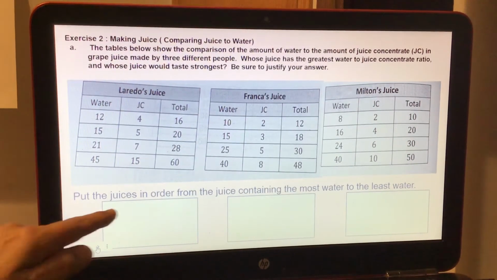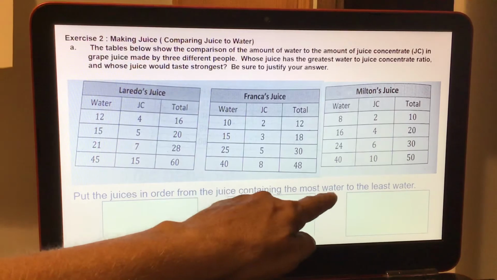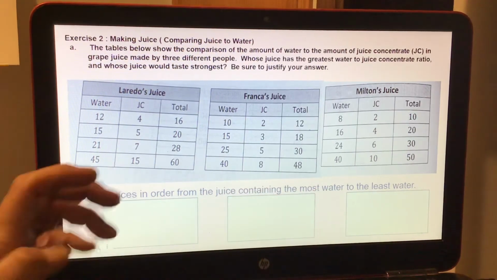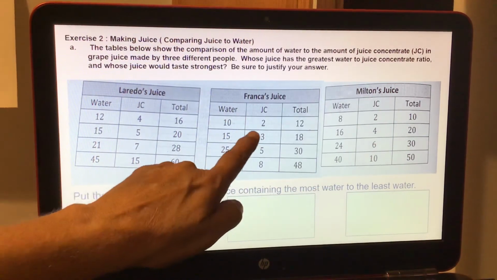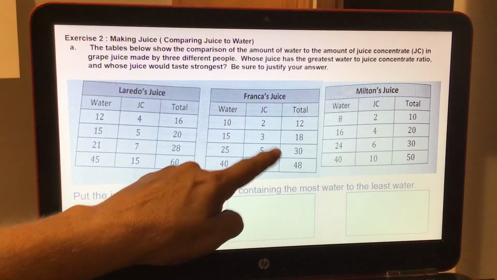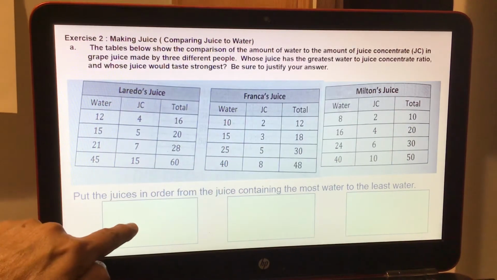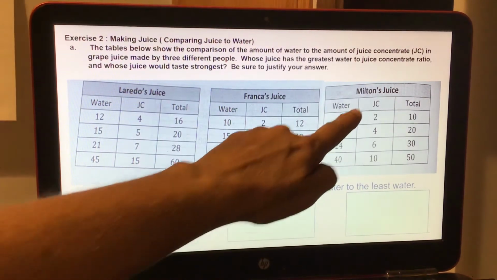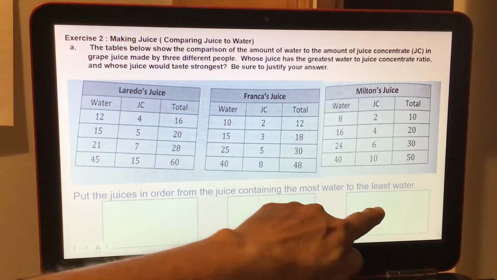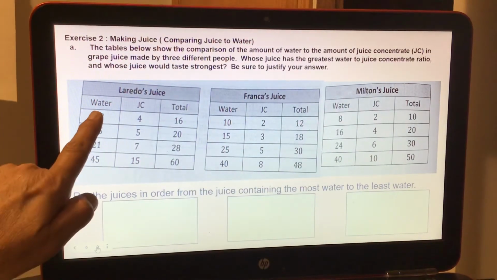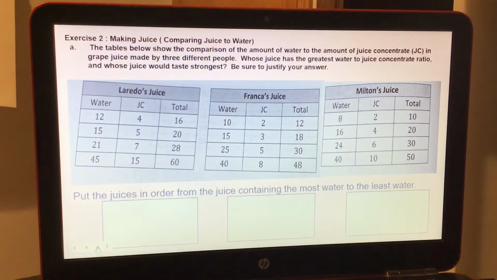Okay, so now it tells you to put the juices in order from the juice containing the most water to the least. So the most water was which one? Was this one. It was 5 to 1. And the next one was 4 to 1, and the least amount of water was the 3 to 1, right? Okay.